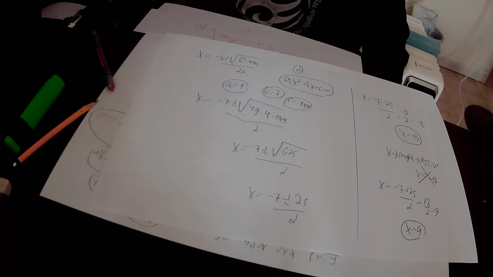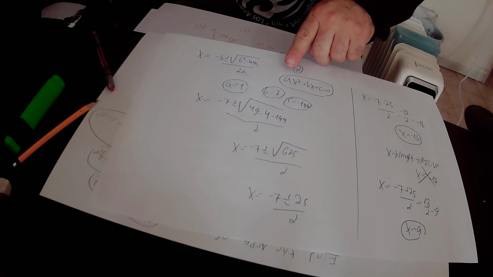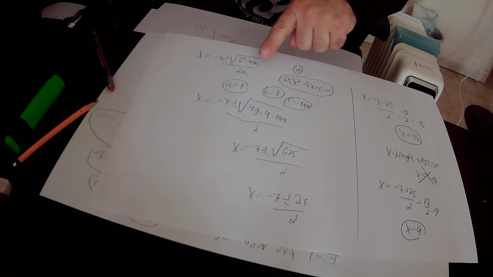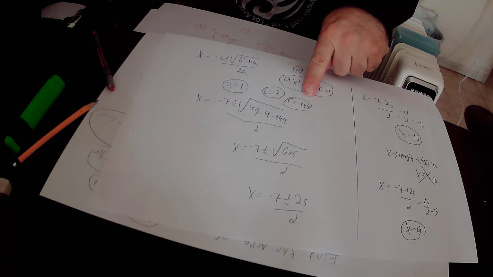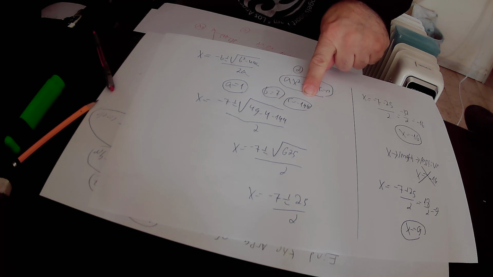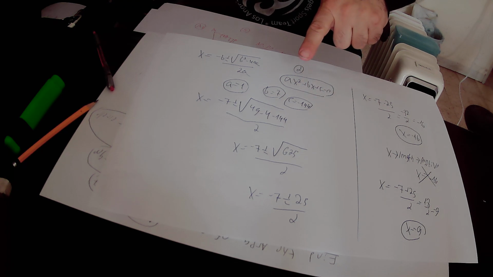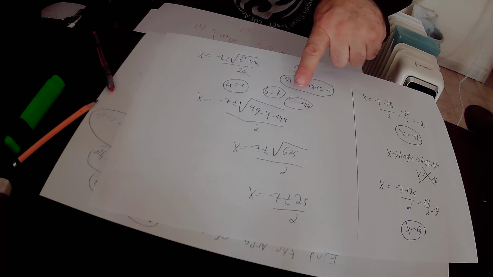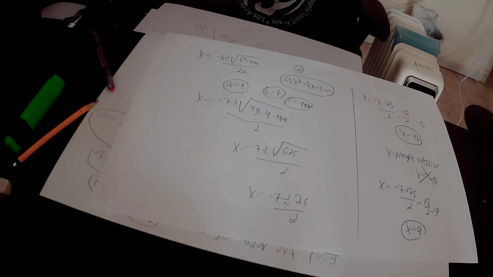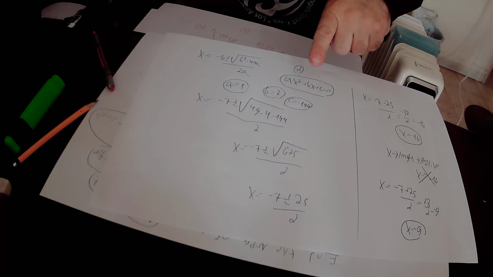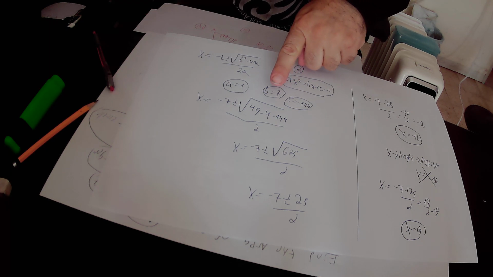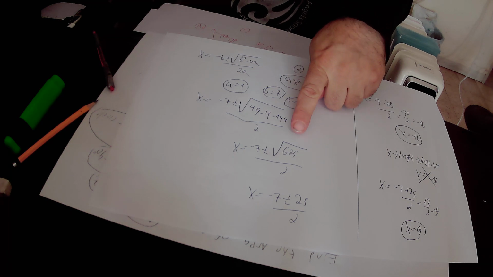So b squared is 7 squared, that is 49, minus 4 times ac. Minus 4 times a is 1, and c is minus 144. So it is minus 4 times 1, that is 4, times minus 144. Minus 4 times minus 144 is actually 576, plus 49, in total it equals 625.